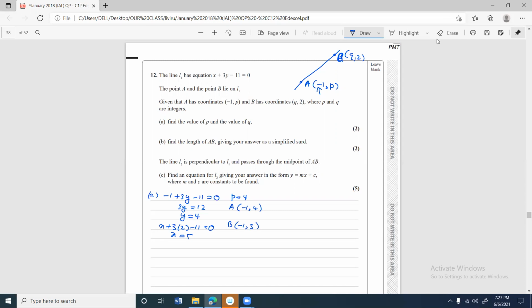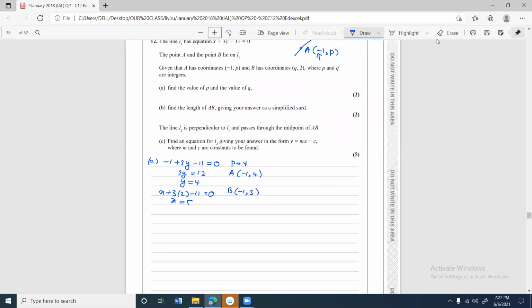Find the length of AB. It's pretty simple. We already learned from the previous example. You can say the length of AB would be the square root of (minus 1 minus minus 1) squared plus (4 minus 5) squared. It's a pretty simple question. The answer is 1. The length between A and B becomes 1.